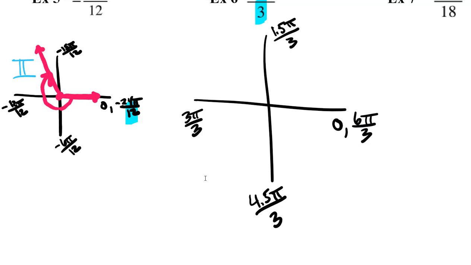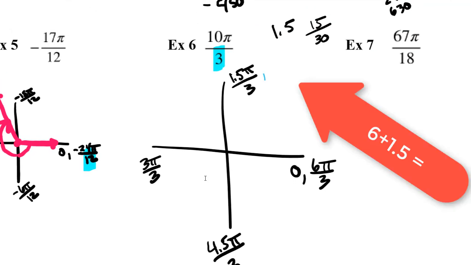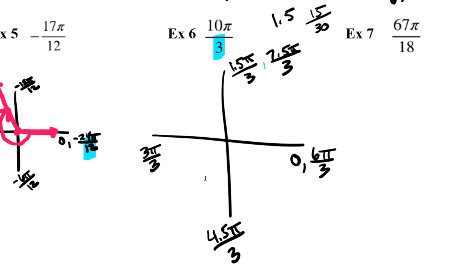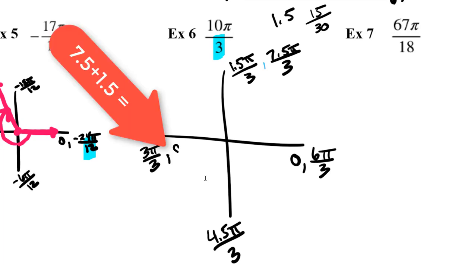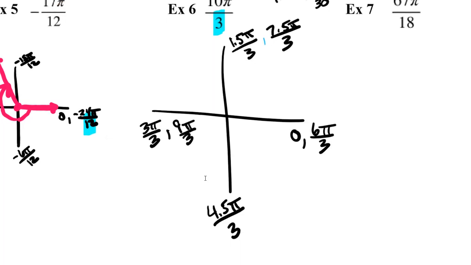Now, if I add another 1.5 onto 6, then I would be at 7.5 pi, still over 3 though. If I add another 1.5, then we're going to be at 9. You don't have to put 9.0, but 9 pi over 3. And if we add another 1.5, then we would be at 10.5 pi over 3.